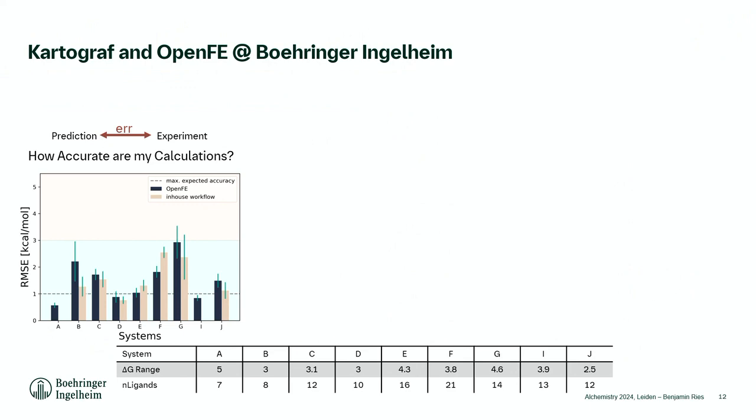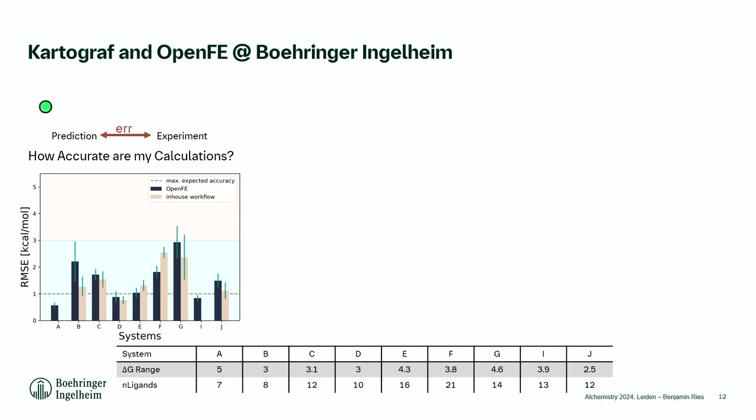With this being said, we also saw Hannah's benchmarks that she did with Cartograph versus LOMAP on the public data set. That was pretty cool. I'm now going to show you the beauty of my position and the duality of it. I could now use in-house data sets of Boehringer and test this. So we compared OpenFE with Cartograph versus an in-house workflow that we have. And we have these beautiful A, B, C, D, E, F, G systems in-house that we use for benchmarking here.